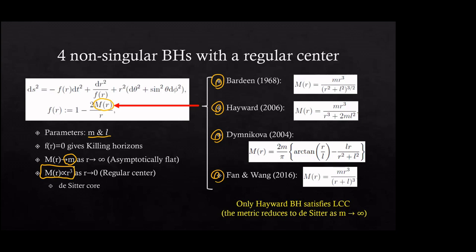And among these 4, only the Hayward black hole satisfies the limiting curvature condition, because there are m's in the numerator and denominator. So even in the large mass limit, the metric does not diverge and converges to de Sitter. So the limiting curvature condition is satisfied.